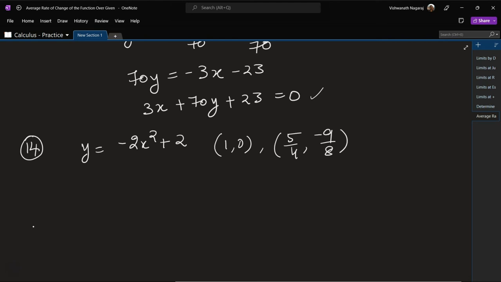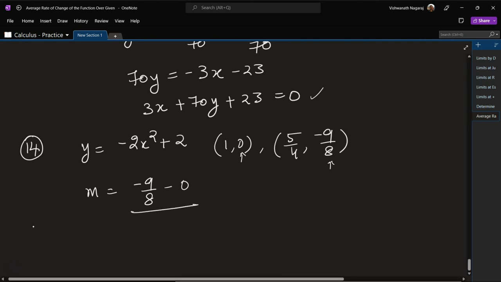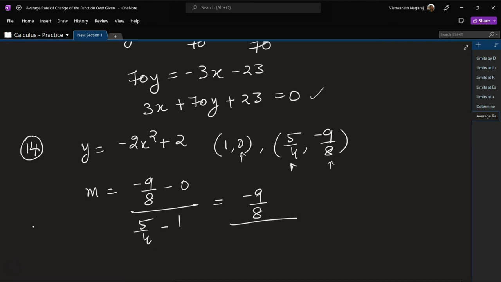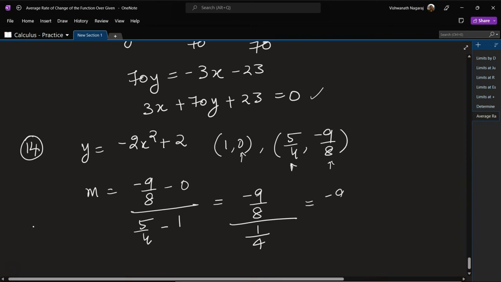Okay, so let's figure out the slope. Now here it says y2 minus y1. So y2 minus 9 by 8 minus y1 divided by x2 minus x1. So 5 by 4 minus 1. So which is equal to minus 9 by 8 divided by 5 minus 4, which is 1 by 4. So which gives us minus 9 by 8 times 4. So 4 2's 8, which is minus 9 by 2 is the slope.